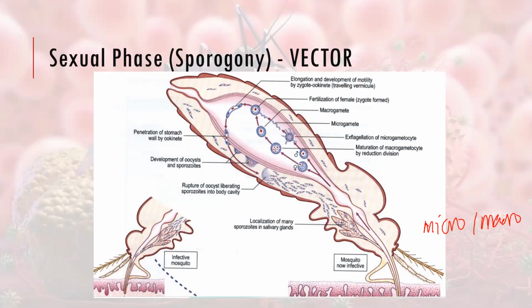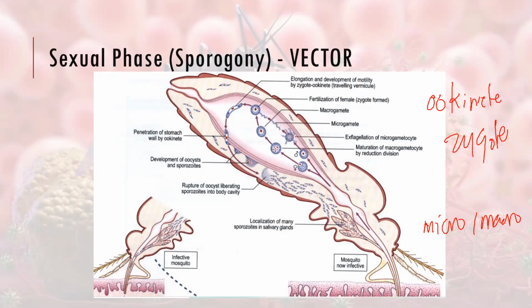This is what will happen: maturation of the macrogametocytes by reduction division, exflagellation of the microgametocytes, the microgamete and macrogamete unite, then fertilization of the female to form what we call the ookinete, or also known as the zygote. Okay? What will happen? Encystment.